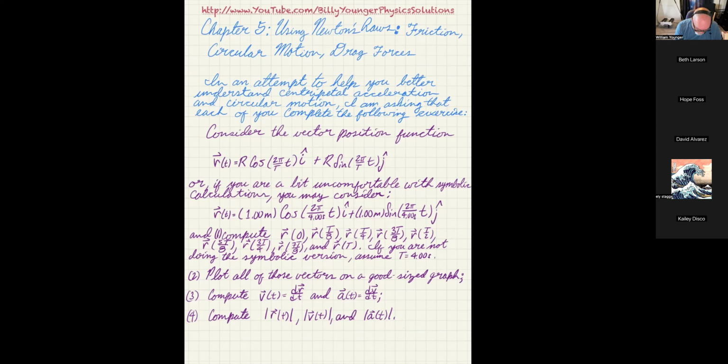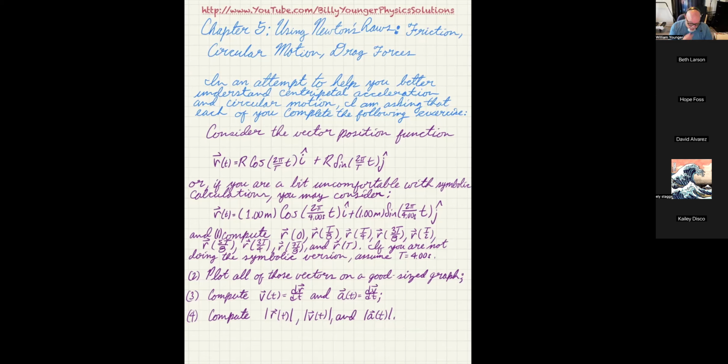And compute for part 1 r of 0, r of T over 8, r of T over 4, r of 3T over 8, r of T over 2, r of 5T over 8, r of 3T over 4, r of 7T over 8, and r of T. If you're not doing the symbolic version, you can use T equals 4 seconds. So that means, for instance, T over 8 is obviously 4 divided by 8, or 0.5 seconds. T over 4 is 4 divided by 4, or 1 second, so on and so forth.